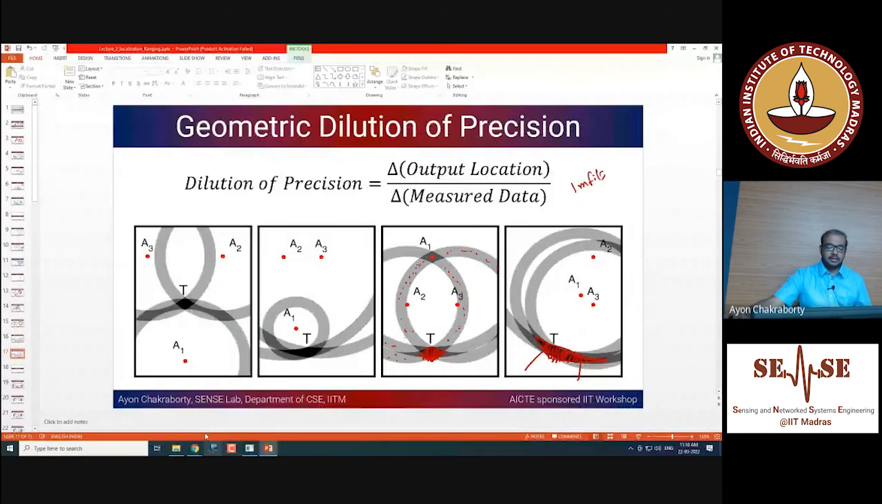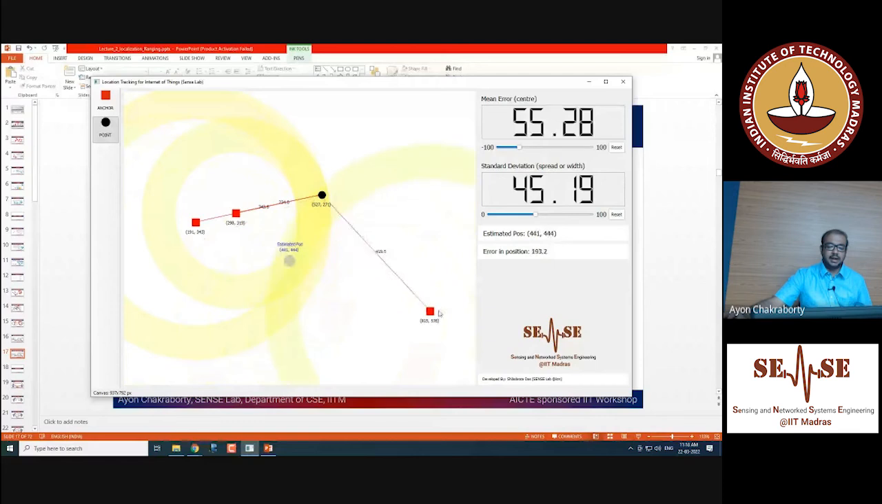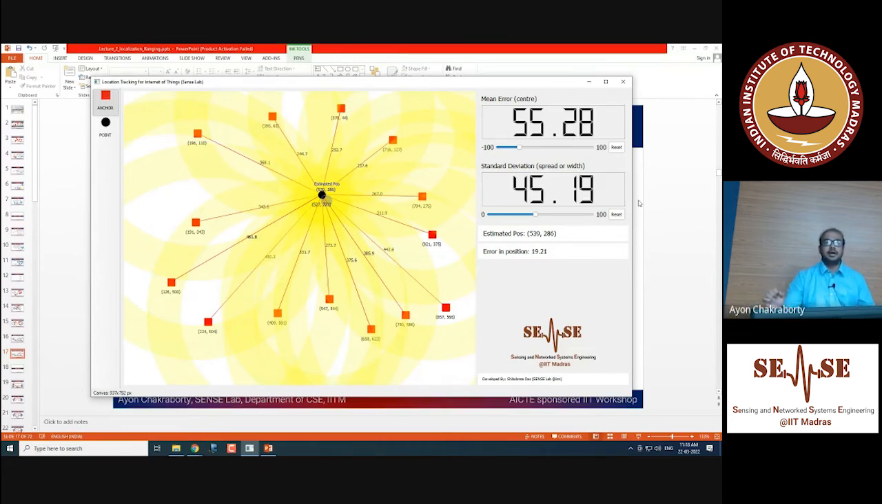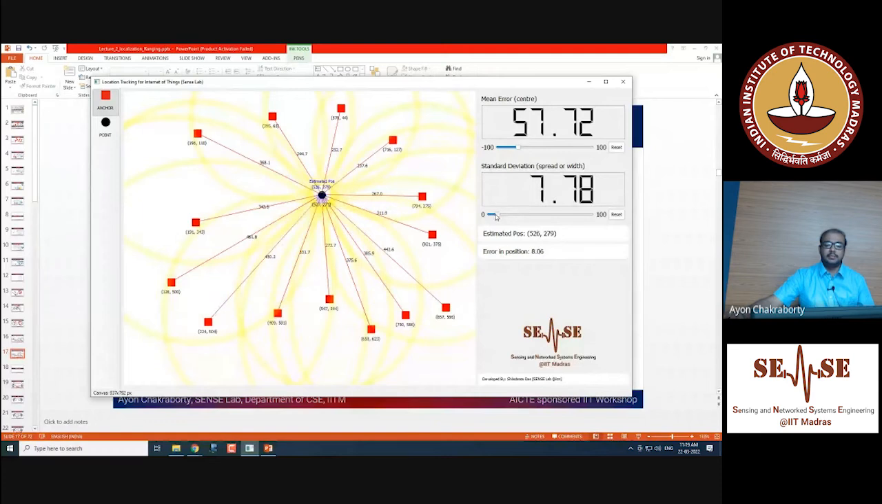On the screen, if I keep increasing the number of anchors, this is just the 3 anchors with substantial noise. Now if I place more and more anchors, my error reduces. Whatever huge error I have given, this error is teased out from different directions. Even with a large value of error, we can still see a very precise estimate of the location, because we have so many anchors.